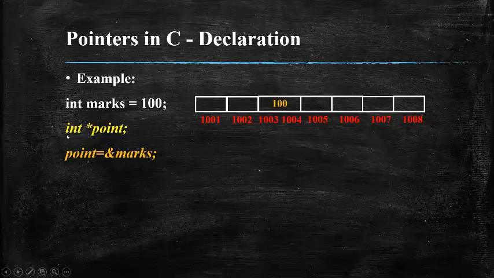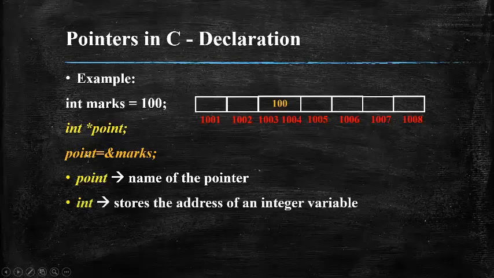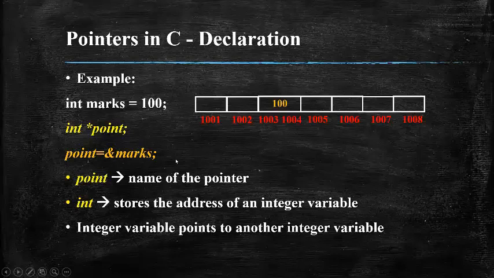This is a very important point. First, we declare the pointer using the unary operator, that is the asterisk. In the next statement you take the pointer name, and that should be assigned the address of another variable. As I told you, point is the name of the pointer, and this pointer variable is of integer data type, so it is going to store the address of another integer variable. Marks is the integer variable, and its address will be stored in the pointer. So an integer pointer is going to point to another integer variable.